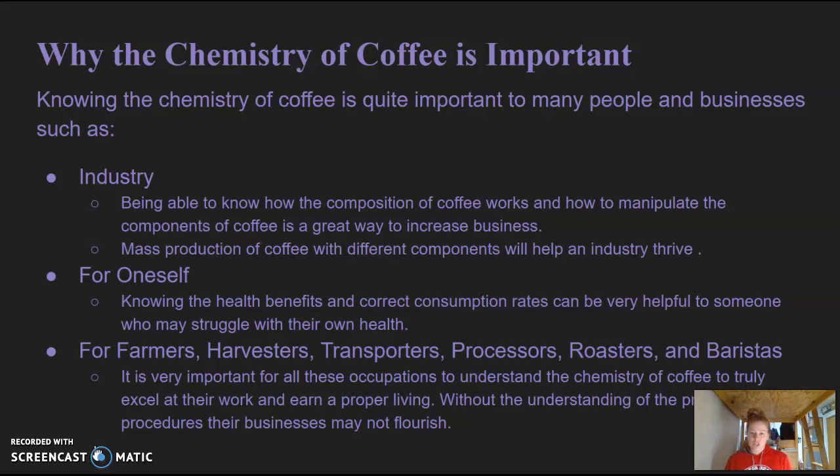For oneself, it's good to know the health benefits and correct consumption rates so you can avoid potentially overdosing or reducing those withdrawal effects if you drink mass amounts and then quit, go cold turkey. And then for that list of occupations that I said, it's good to know the chemistry of coffee to truly excel in your work and earn a proper living. Without understanding the processes and procedures, their businesses may not flourish as they would like them to.